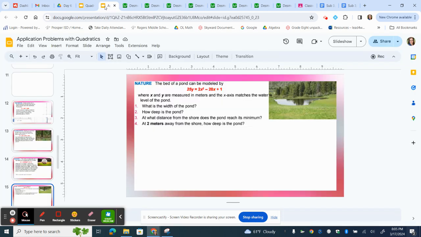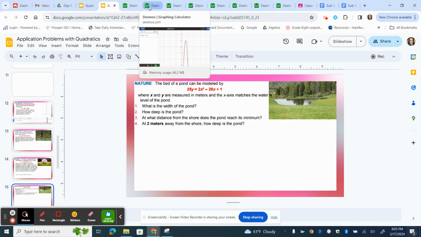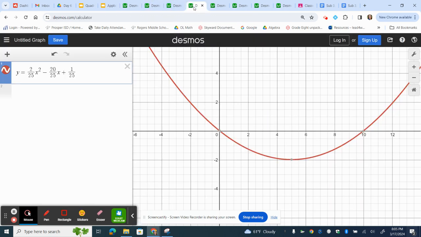Next question is, what's the distance from shore does it reach its minimum? So how far did you go over before you hit that minimum? So from here, how far did we go over? That would be our x value. That would be 5 meters.